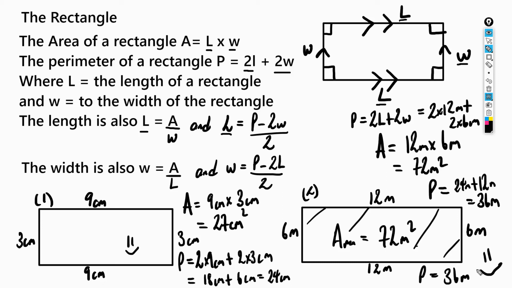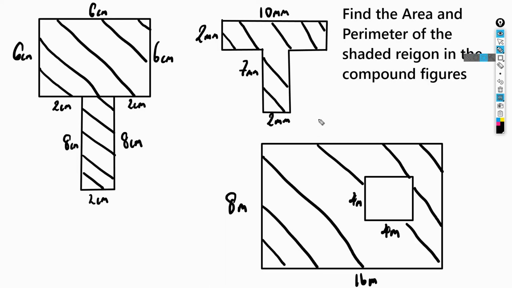Let's look at 3 questions. You know, I love to do 3 examples, and look at something a little more difficult, and see what we could manage. All right, guys. So we're back in it now, and let's look at these 3 examples. Okay, 1, 2, and 3. And it says here, find the area and the perimeter of the shaded region in the compound figures.